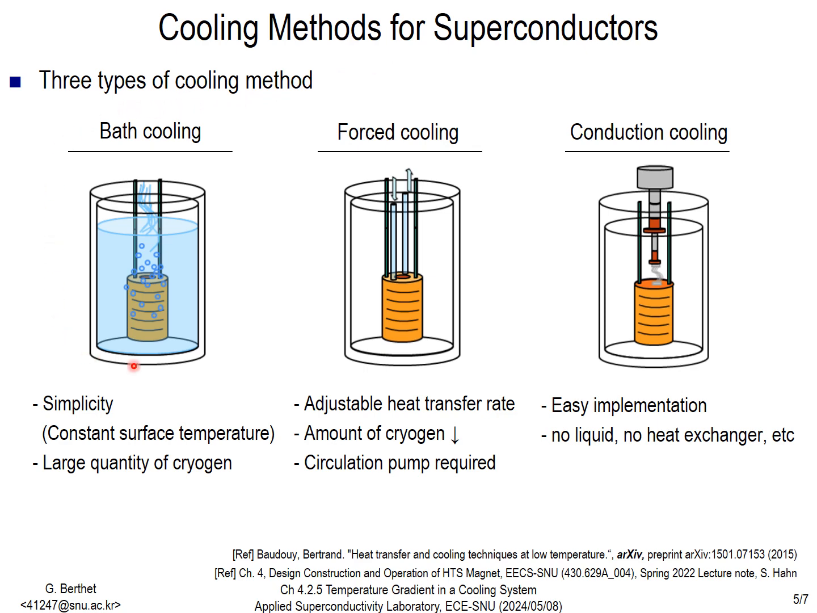As introduced before, there are three types of cooling methods. The bath or dunk cooling is often used for its simplicity and high stability, though it uses large amounts of cryogens. The forced cooling method uses less cryogen and grants control over the heat transfer rate. However, it is much more complicated to use and requires a pump. The conduction cooling method is easy to implement and requires only a cryocooler.